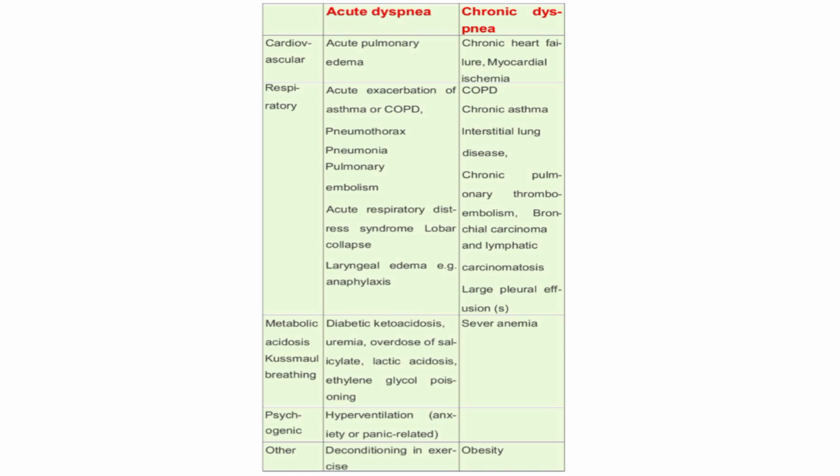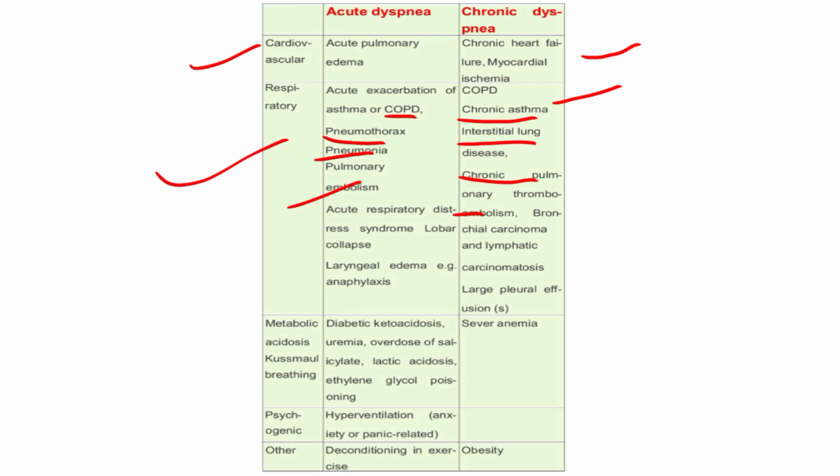Next we have acute dyspnea versus chronic dyspnea. First we have cardiovascular causes. In cardiovascular conditions, acute pulmonary edema is included in acute dyspnea, and in chronic dyspnea, we have chronic heart failure. If there is chronic heart failure, it can cause chronic dyspnea. And in respiratory causes, you can see COPD, pneumothorax, pneumonia, pulmonary embolism can cause acute dyspnea. And chronic asthma, chronic pulmonary thromboembolism, interstitial lung disease, carcinoma of the lungs can cause chronic dyspnea.